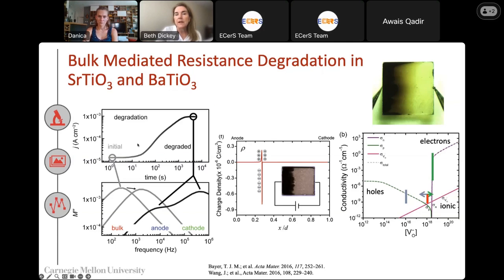And we, and other groups, have done a number of studies looking at, again, current here. Oops, I lost my laser pointer, turned it off. Current as a function of time during degradation, low resistivity to high resistivity. We can use impedance spectroscopy to get additional information.